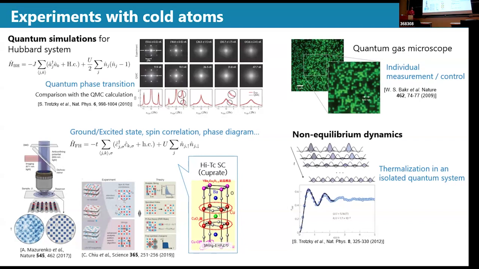Okay, so as you heard, there are plenty of experiments using cold atoms, and there are a variety of experiments for quantum simulation, for example, investigating quantum phase transitions, or using Fermi-Hubbard systems to investigate a phase diagram, or steady states, which are predicted to be connected to high-Tc superconductivity. And also, thanks to the state-of-the-art technique called the quantum gas microscope, you can identify each spin state for each atom, and then you can calculate, for example, correlation functions directly. And this is a good platform for non-equilibrium dynamics because this is really an ideal isolated quantum system.